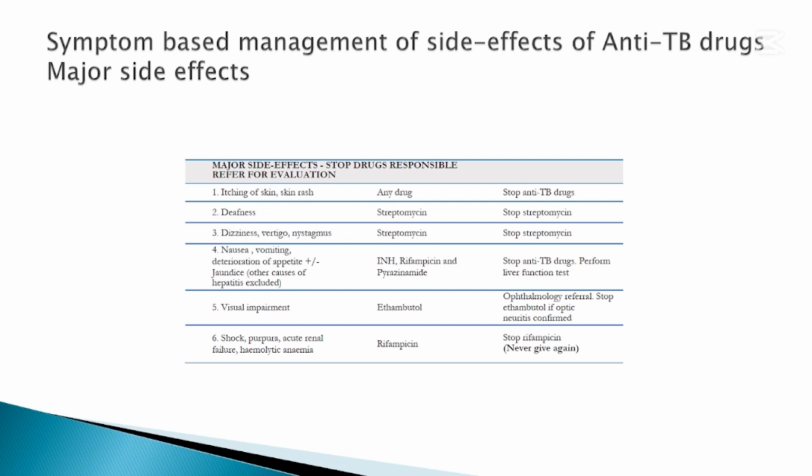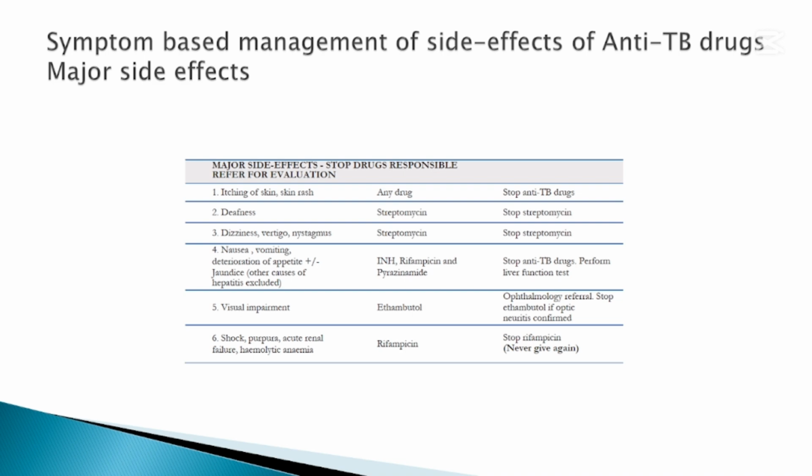When it comes to major side effects, itching of the skin with a rash could be due to any anti-TB drug. We have to stop all anti-TB drugs. The deafness and dizziness can happen due to streptomycin, which we don't use any longer, and it should be stopped. When a patient gets nausea, vomiting, as I told you earlier, with or without jaundice, this could be due to INH, rifampicin or pyrazinamide. We have to stop anti-TB drugs and perform liver functions.